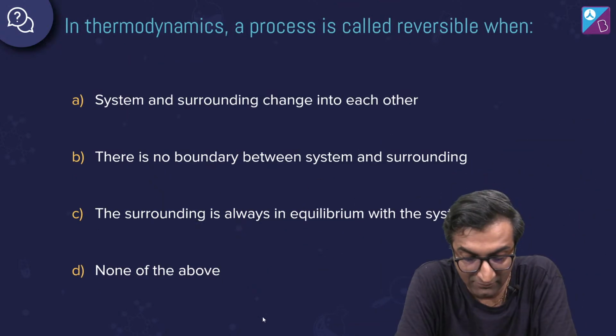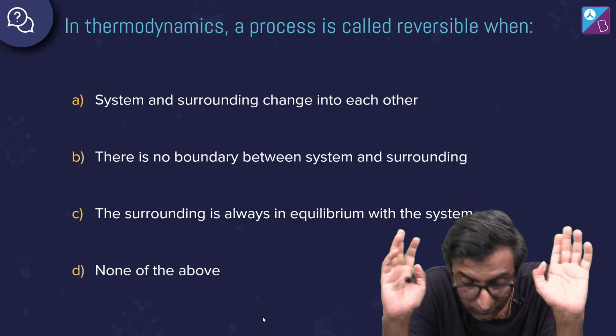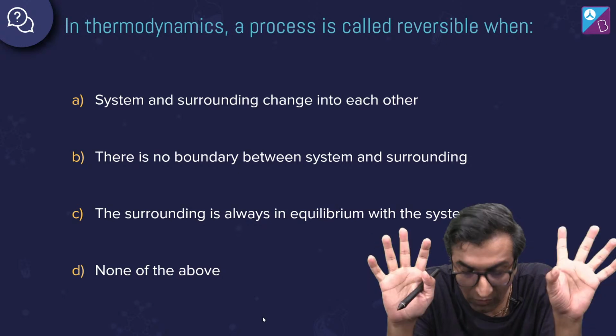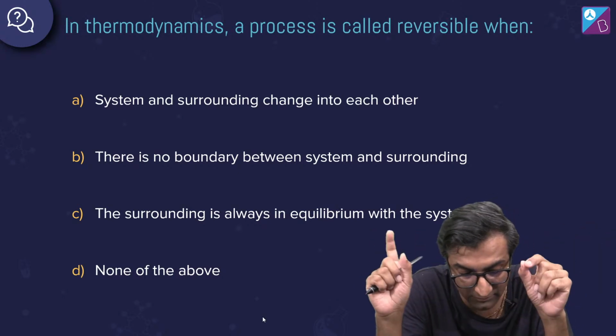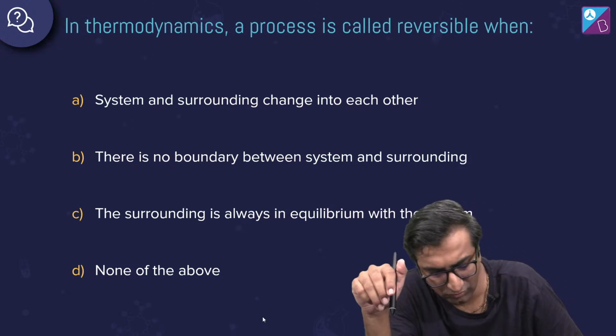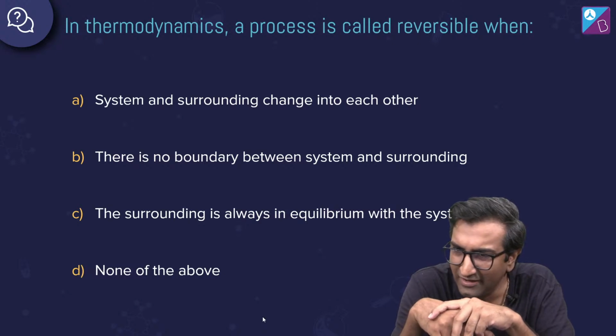Next question. In thermodynamics, a process is called reversible when: system and surroundings change to each other; there is no boundary between system and surrounding; the surrounding is always in equilibrium with system; none of the above. The third one looks a bit elegant. The second one looks a bit weird. The boundary itself has been removed. That has no meaning.